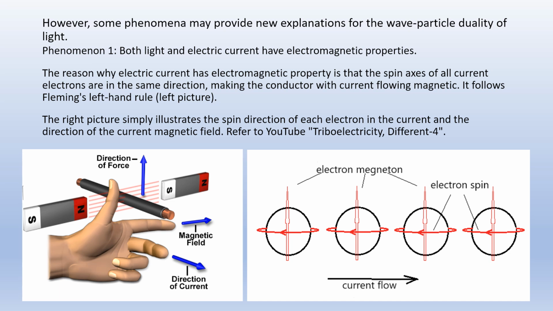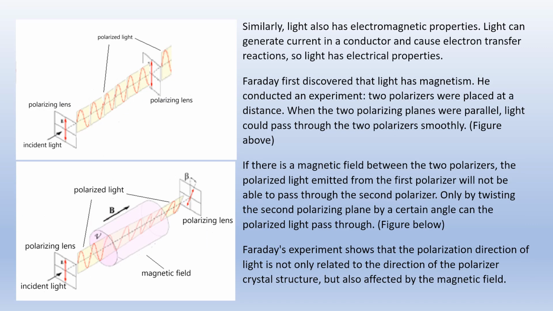The right picture simply illustrates the spin direction of each electron in the current, and the direction of the current magnetic field. Similarly, light also has electromagnetic properties. Light can generate current in a conductor and cause electron transfer reactions. So light has electrical properties. Faraday first discovered that light has magnetism.